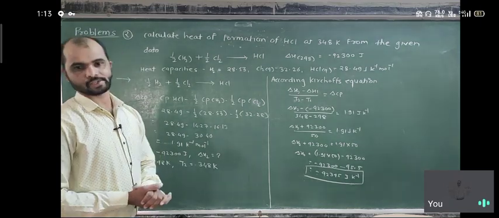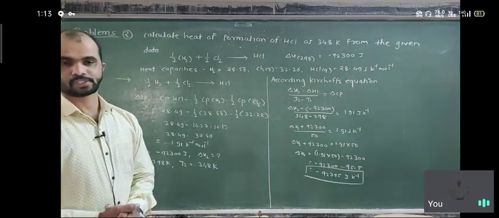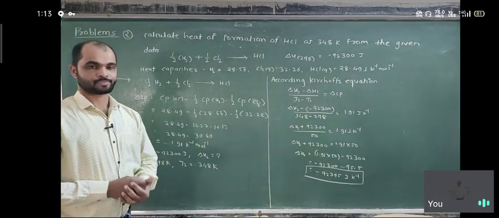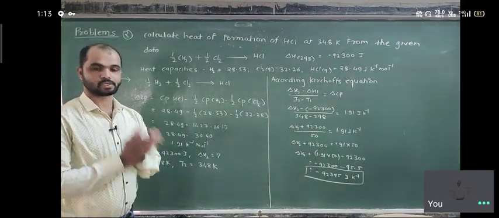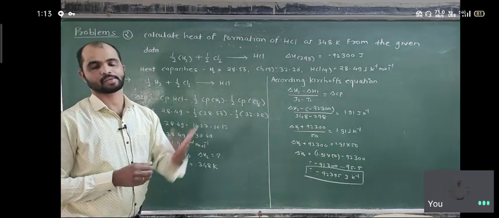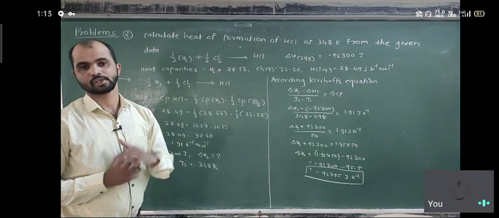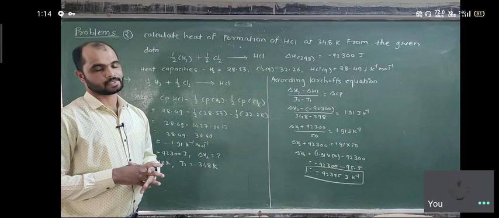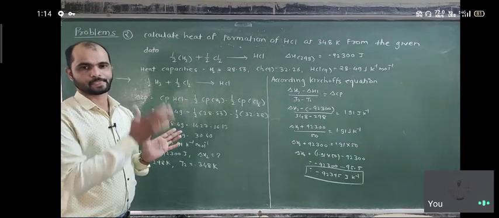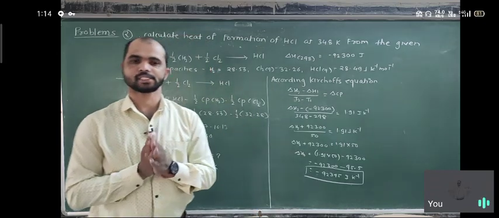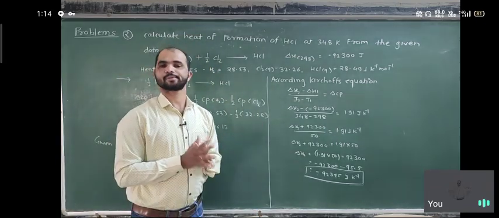So delta H2 we calculate using Kirchhoff's equation. A very important point here: if you know the value at one temperature, we can find the remaining value at another temperature. There are two temperatures we consider in thermodynamics. At T1 the values are given, and at T2 we are going to find the values. Heat capacities are given to you between the two temperatures.